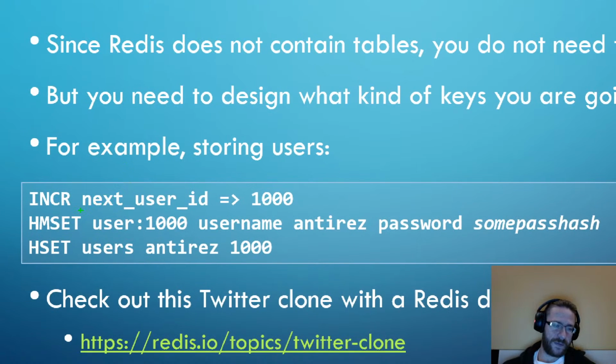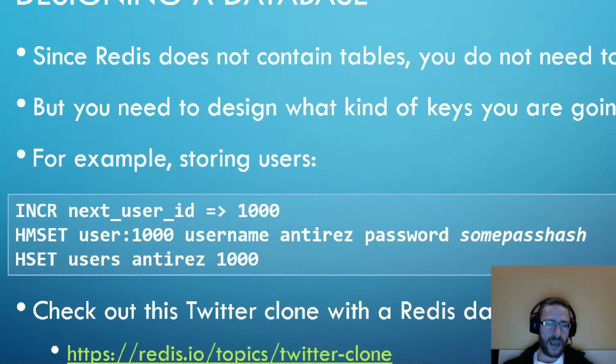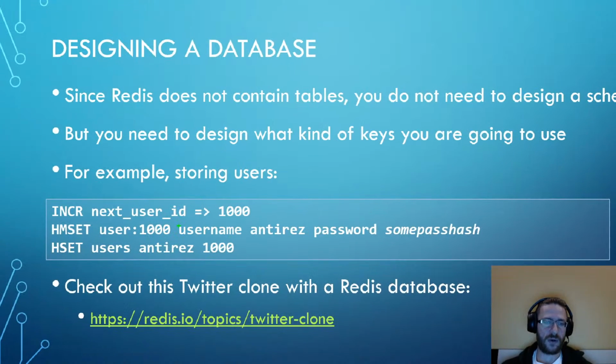You can have one key which will hold the next user ID available. So if you have 5 users stored in the database, you will see here 6. If you have 10 users in the database, you will see 11. So you have a simple primitive value holding the next user ID. And since we know that this value can be incremented atomically, we are sure that no two users will have the same ID.